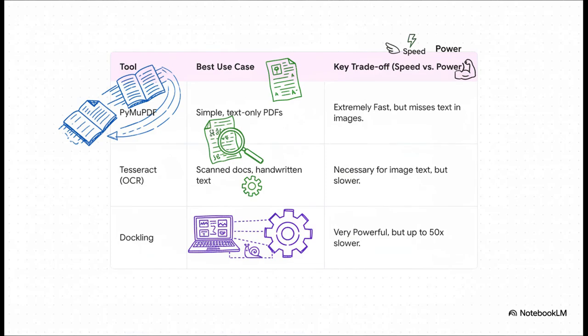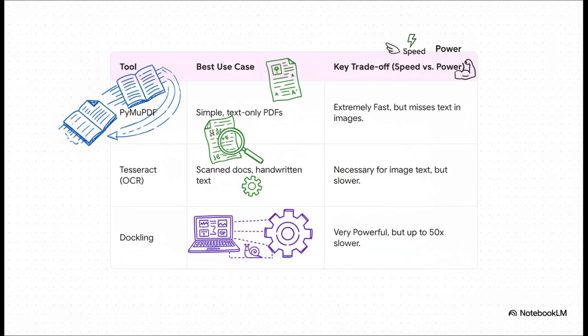Check this out. This table really lays out that fundamental trade-off. On one hand, you have a tool like PyMuPDF. For a simple, text-only PDF, this thing is a speed demon. It's unbelievably fast. But if that PDF has scanned images, PyMuPDF is totally blind to the text in them.